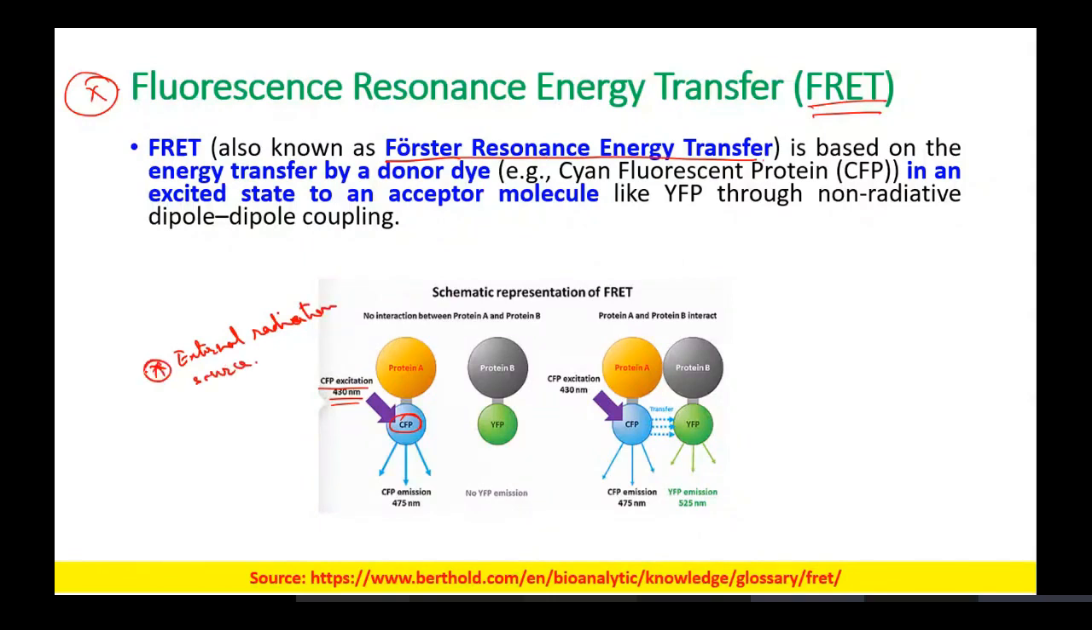This is an important thing. In BRET there is no external radiation source. However, in FRET there is an external radiation source. It will excite the primary protein, the donor protein, and then it will show some emission, and this emission is transferred to the next protein if they are pretty close to each other. Okay, so this is the only difference between BRET and FRET.